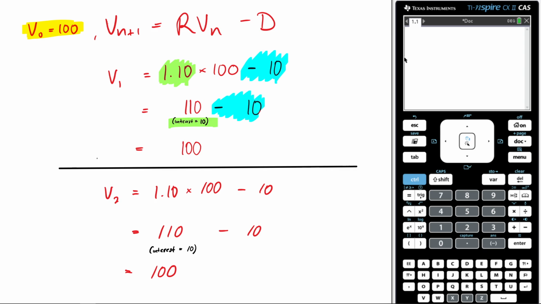Which means, as you can see what we're doing here, I'm going 110 minus 10. Well, what's that going to be? It's just going to take me back to the original value of the loan, 100. And the reason why that's occurring is because my repayment now is only covering the interest. It is not touching the principal.